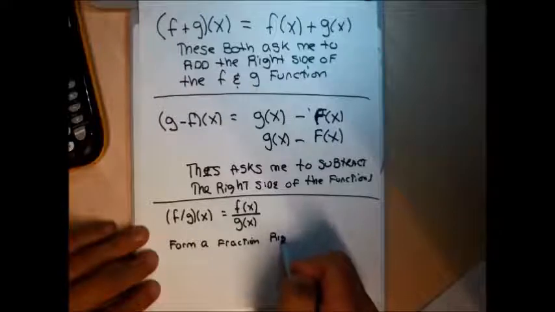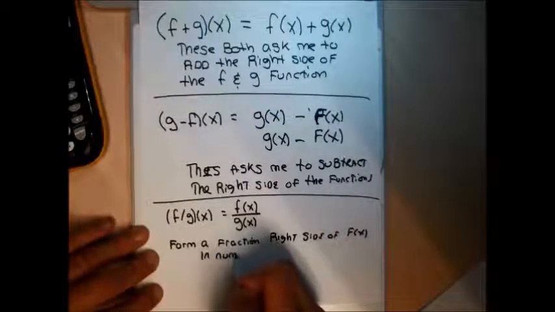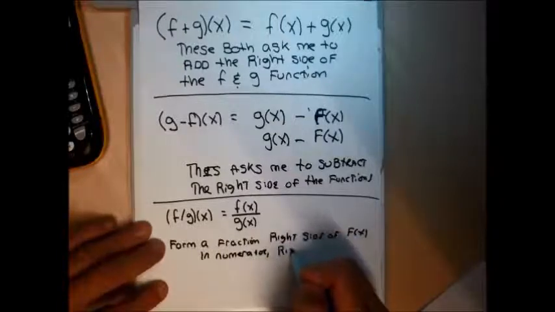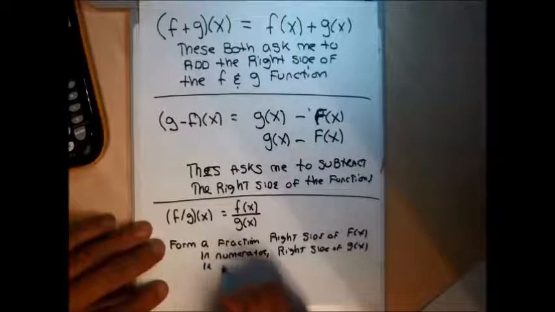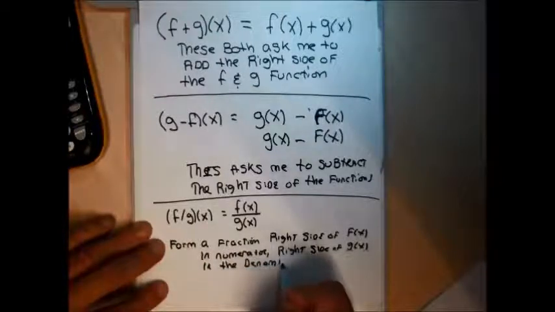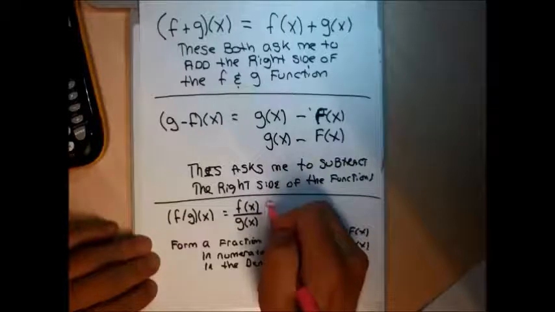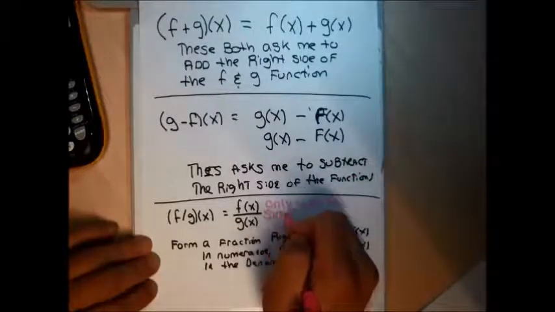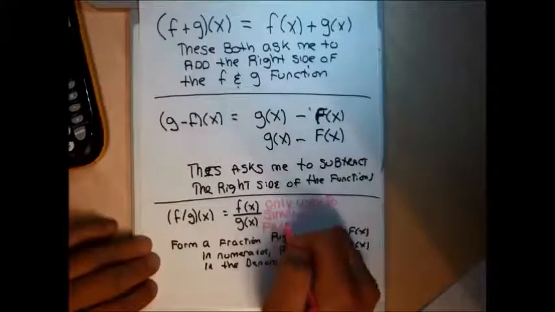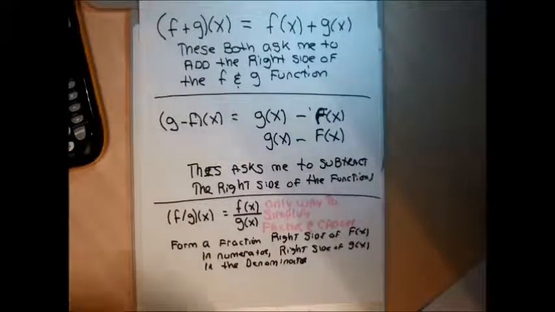with the right sides of f of x in the numerator and the right side of g in the denominator. The big thing here is the only way this can reduce in terms of algebra is if you can factor and cancel. So the only possible way to simplify this is to factor and cancel. There aren't going to be any like terms that I could reduce, and you won't be able to cancel if it doesn't factor.